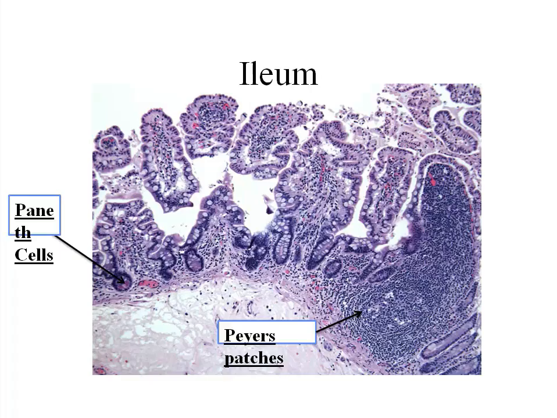In the case of the ileum, the pointed structure of the villi is very much reduced. You see that the villi are very blunt in shape and large in diameter, with an increased number of goblet cells. Paneth cells are also present at the base, and an increased number of Peyer's patches are seen in the ileum.